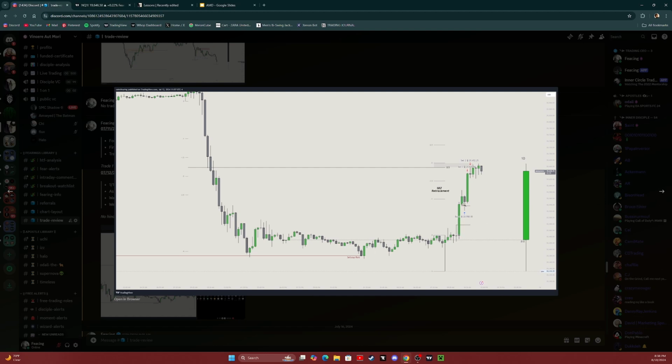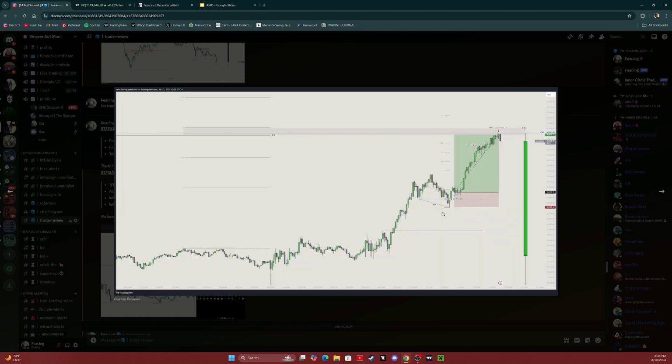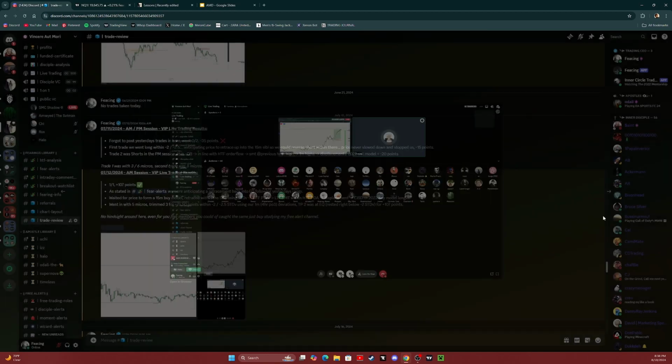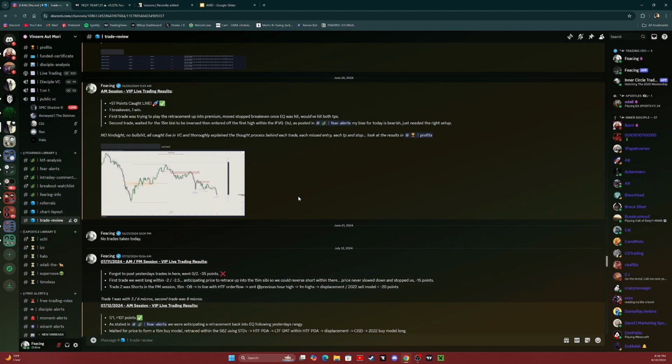This displaced up, 15-minute buy model. This was our lower time frame entry. So we're tracing into that 15-minute BISI, seeing SMT at those lows, displacement up, 1-minute buy model, and so on. So essentially, this is the type of stuff that we're looking for.